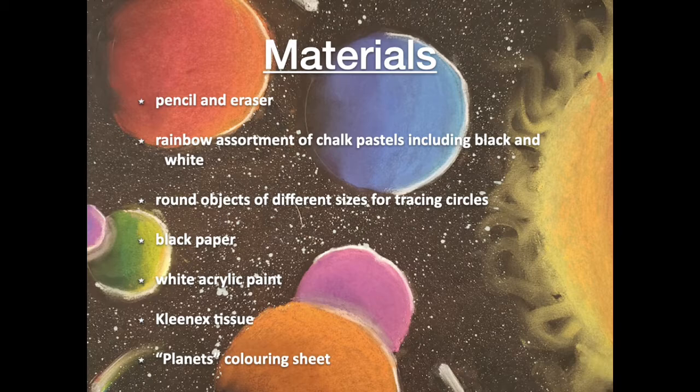The materials you will need are pencil and eraser, rainbow assortment of chalk pastels, including black and white, round objects of different sizes for tracing circles, black paper, white acrylic paint, Kleenex tissue, and the planet's coloring sheet.